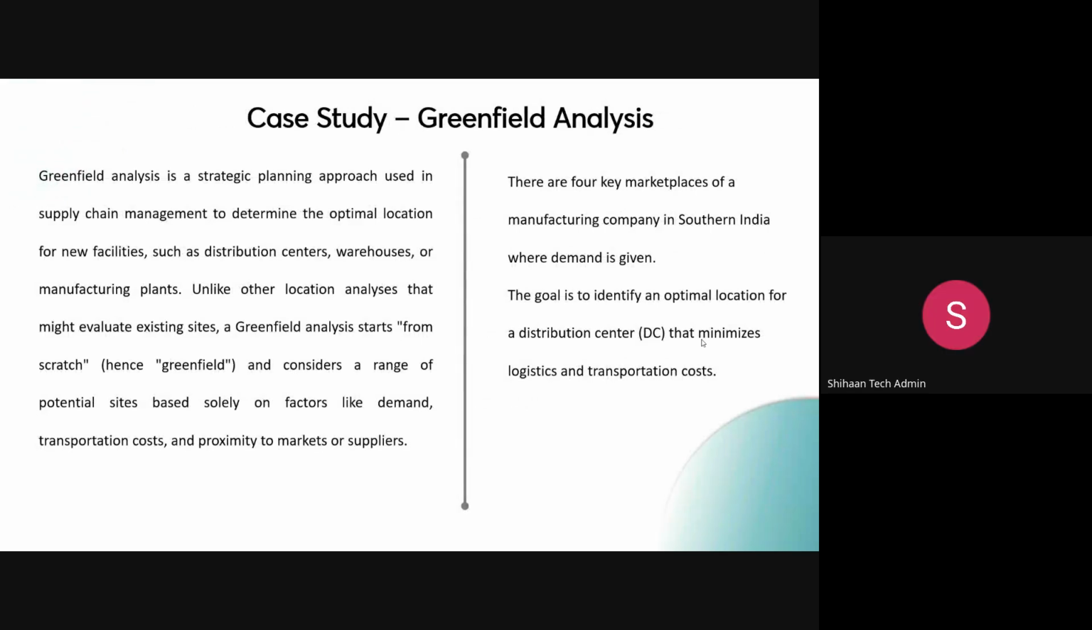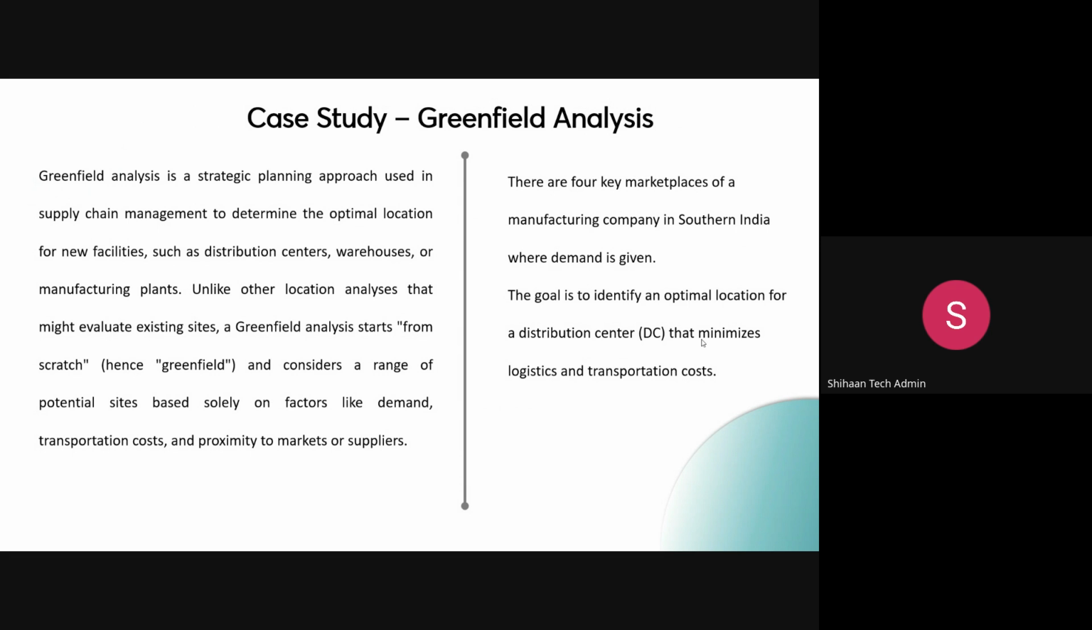Okay. So let's do a case study. This will be a little bit interesting, so try to understand this. I don't know whether you have read about optimization models, but if you haven't, then I will keep another session just to explain the optimization model. There are different kinds of optimization models, but let's take a simple one. Okay, so we will do a greenfield analysis here.